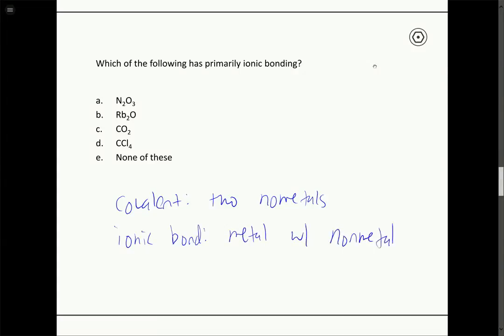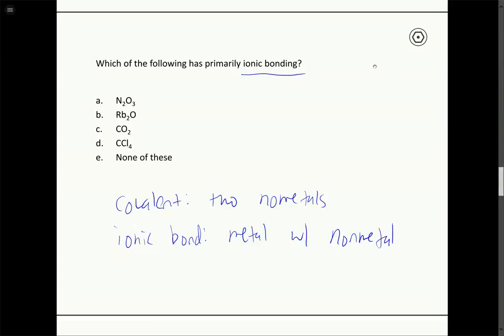So if we're looking for ionic bonding, we just need to find the pair that's a metal with a nonmetal. Just remember that metals are on the left side of the periodic table and nonmetals are on the right. You may also be wondering about what happens if it's two metals bonded together. That's called metallic bonding. That's something we won't talk about until much later in the course.